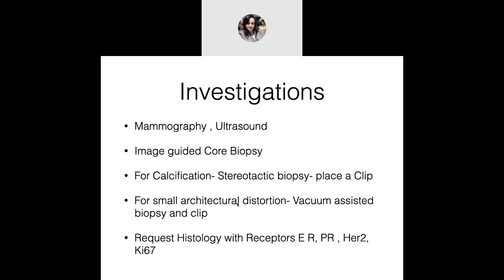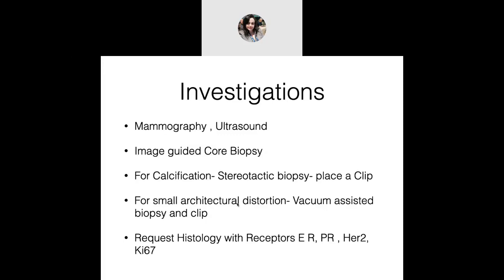So what investigations are advocated in a patient suspected to have DCIS? Well, it's like any other lump or any other lady with nipple discharge. Because before biopsy, you don't know whether you are dealing with invasive or in situ. So you will see a lady with breast lump, you arrange mammography, ultrasound, and then image-guided core biopsy.